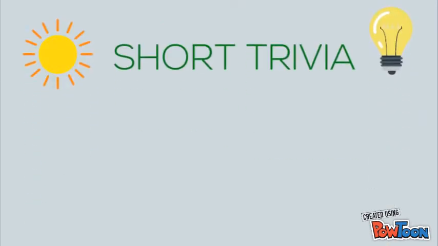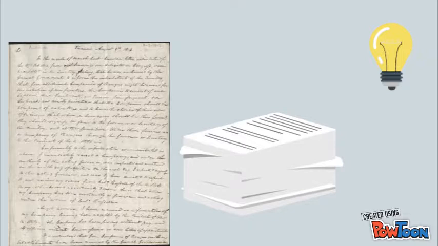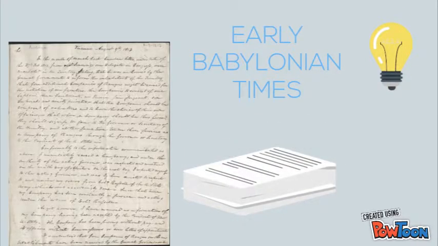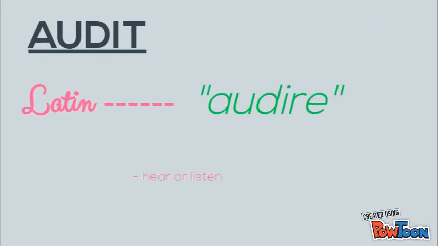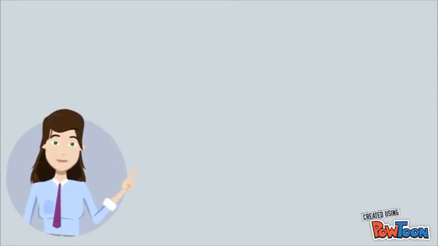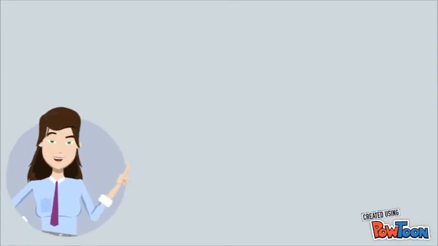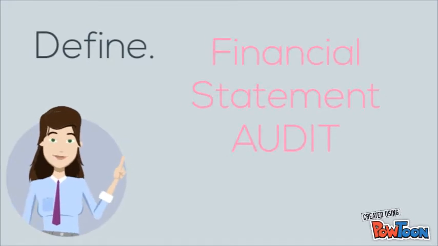A short review. Records of auditing activity can be traced back to early Babylonian times. Audit is derived from a Latin word, audere, which means to hear or listen, because in medieval times, auditors used to hear the accounts from taxpayers. But before we proceed to the differing procedures, let us first define what a financial statement audit is.